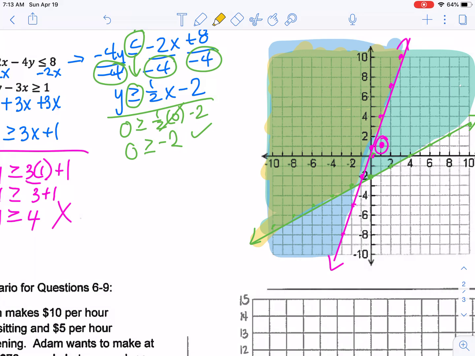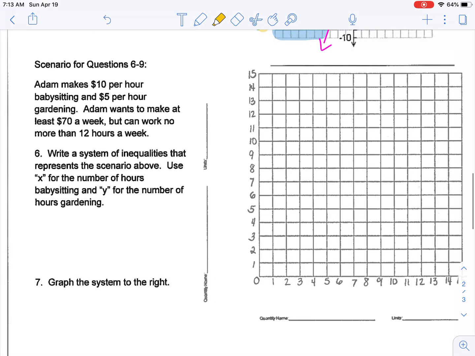Word problem. Adam makes $10 per hour babysitting and $5 per hour gardening. Adam wants to make at least $70 a week, but can work no more than 12 hours a week. Let's write the inequality, or a system of inequalities, that represents the scenario. Use x for the number of hours of babysitting and y for the number of hours gardening.